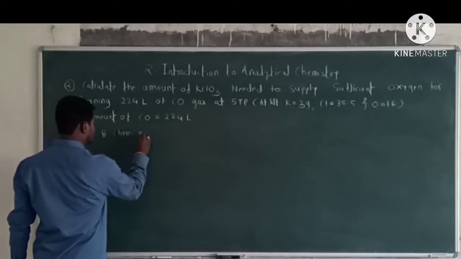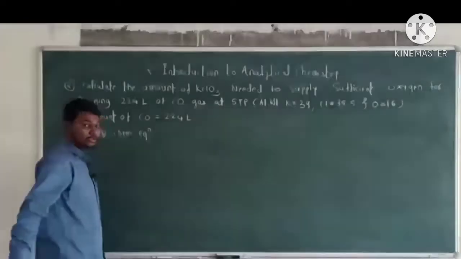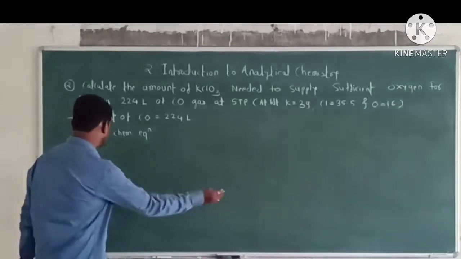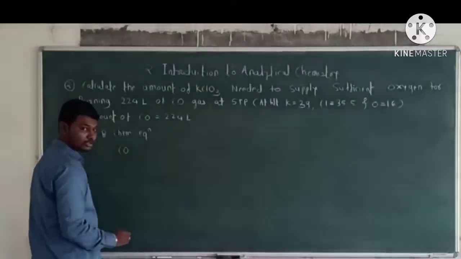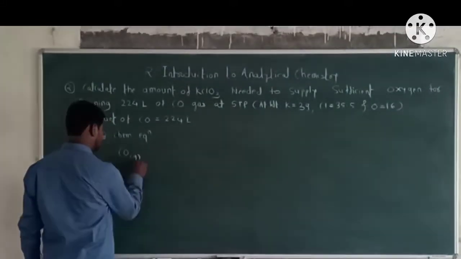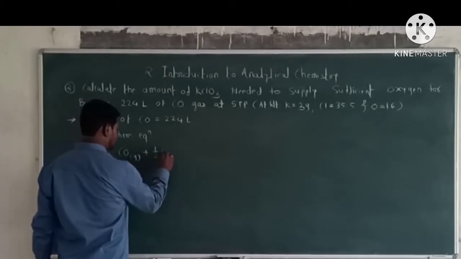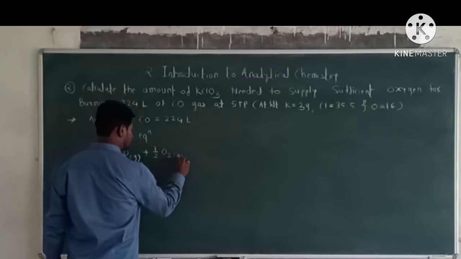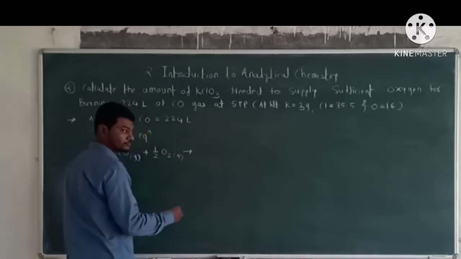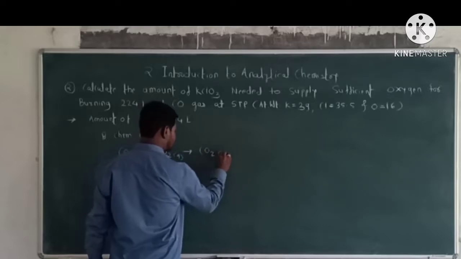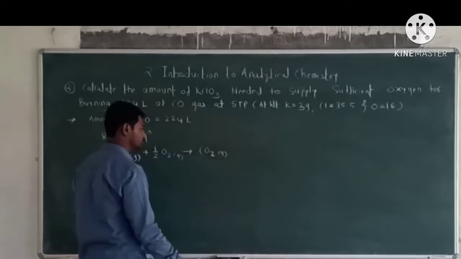The balanced chemical equation for the burning of carbon monoxide gas is: carbon monoxide gas plus 1/2 gaseous oxygen gives gaseous carbon dioxide.